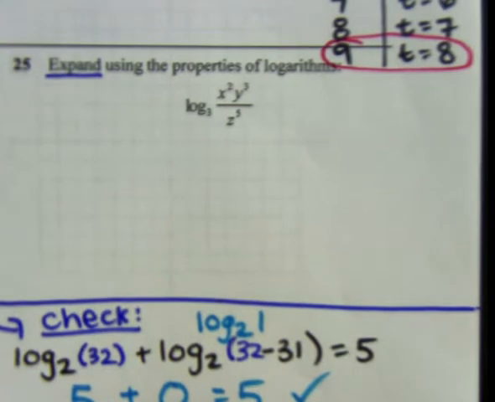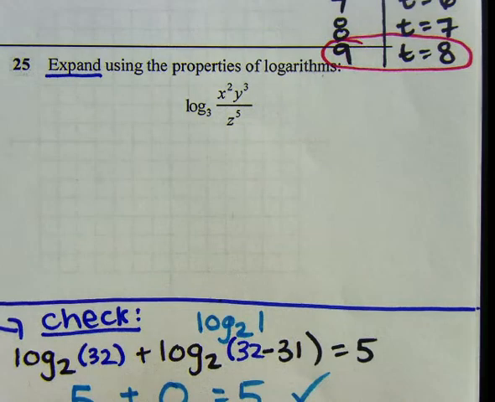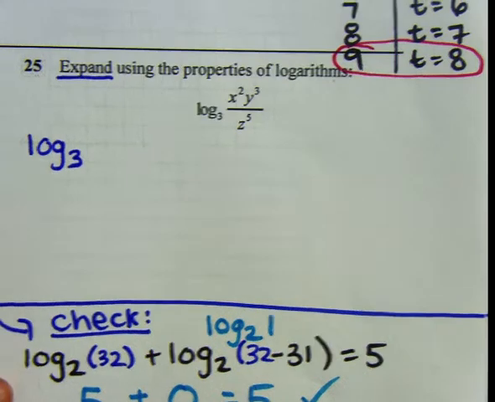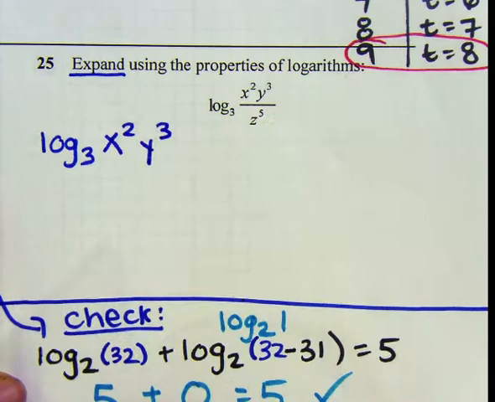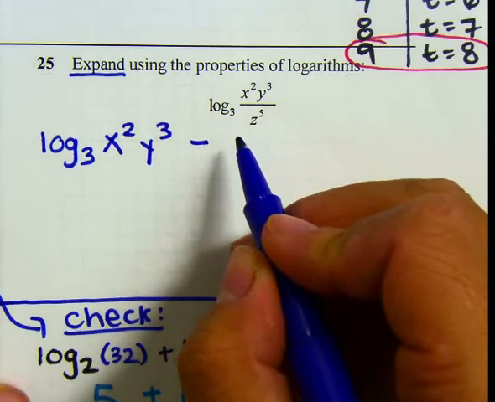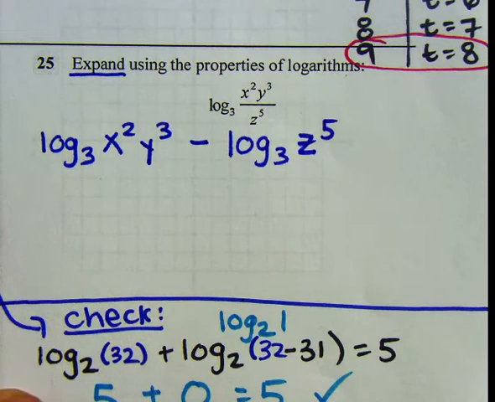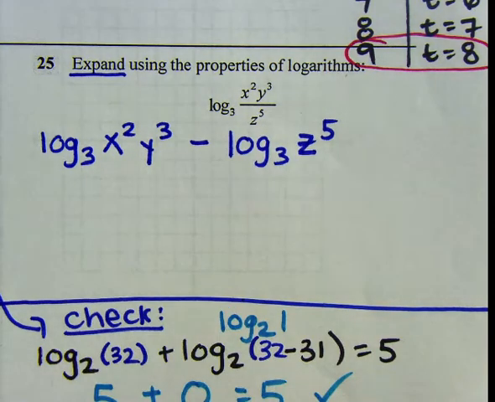So quotient property tells me that I take my numerator and I subtract it by my denominator. So it's going to look like this. Log base 3, my numerator is x to the second, y to the third. I subtract it by the denominator. Make sure the denominator has a log of z to the fifth. Make sure each of your expressions or each of your terms has a log base 3. That's like our foundation that allows us to work with all of these terms.